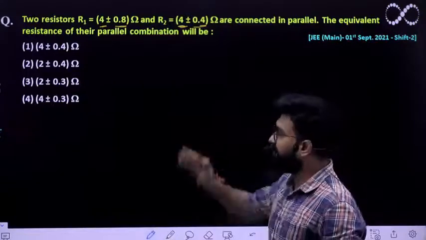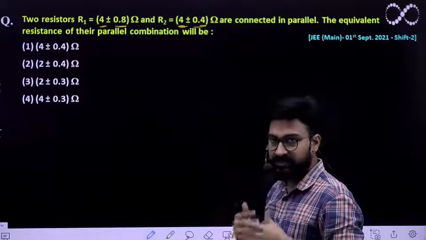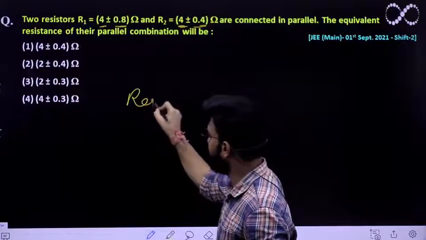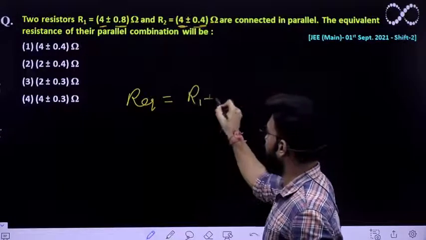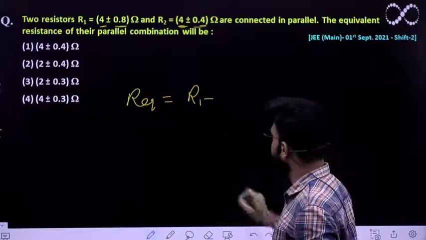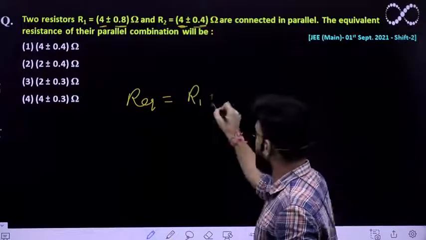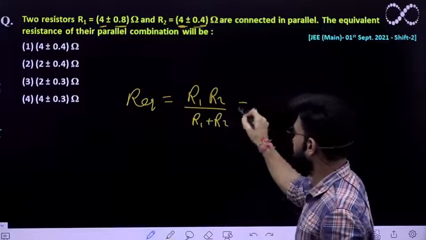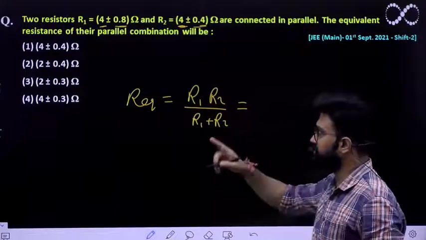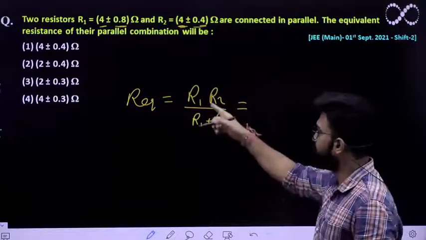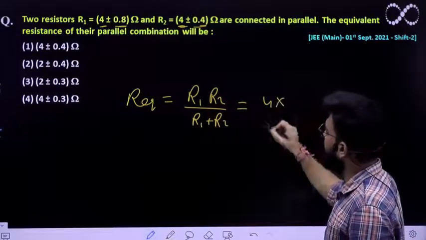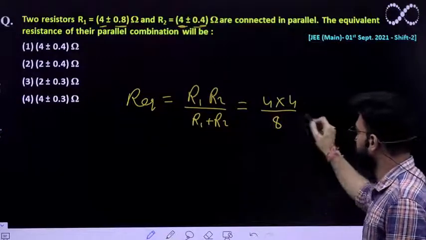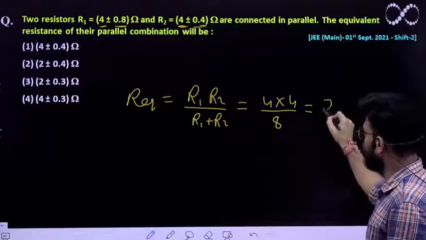So we know that we have to connect these two resistors in parallel. For a parallel combination, the equivalent resistance we already know must be equal to R1 R2 divided by R1 plus R2. So this must be the equivalent resistance of these two resistors when connected in parallel. R1 is 4 and R2 is also 4. R1 plus R2 comes out to be 8. So finally you will get this answer as 2 ohm.